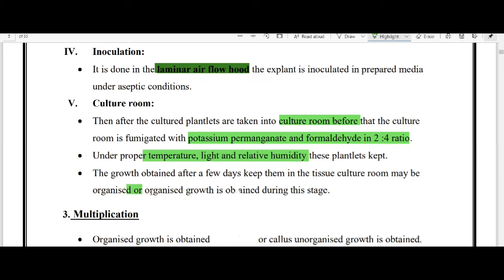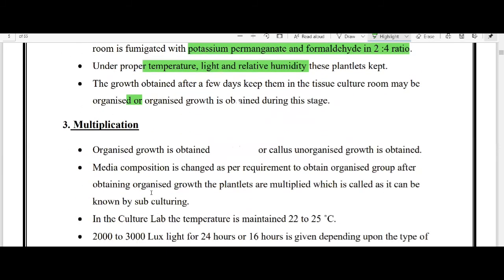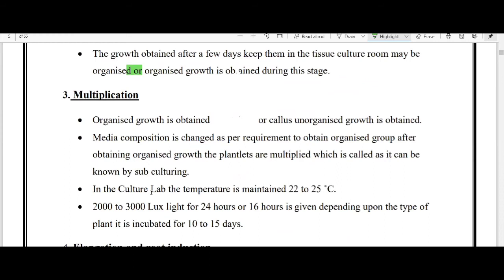The growth can be organized or unorganized, depending upon which stage it is growing. So now the callus is multiplying, dividing. Organized growth is obtained, or callus, which is called unorganized growth, which is not differentiated, can also be obtained. Media composition is changed as per requirement. For example, first we give hormone for rooting, then after that the shoot hormone is given. So this depends on the type of the plant.